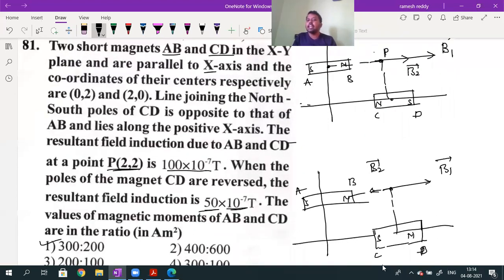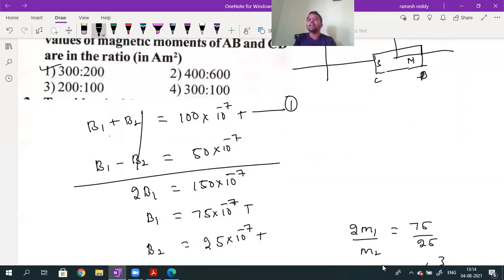Now the second time, the poles of CD are reversed. Last time here was the north pole, now here is the south pole. When the poles of CD are reversed, at point P the magnetic field due to AB remains B1 as it is. Whereas the magnetic field due to CD, with P still on the equatorial line, has direction from north to south, so this is the direction of B2. For the second time, B1 and B2 are in opposite directions. When both are in opposite directions, the resultant is B1 minus B2, and B1 minus B2 is 50 into 10 power minus 7 Tesla, as given.